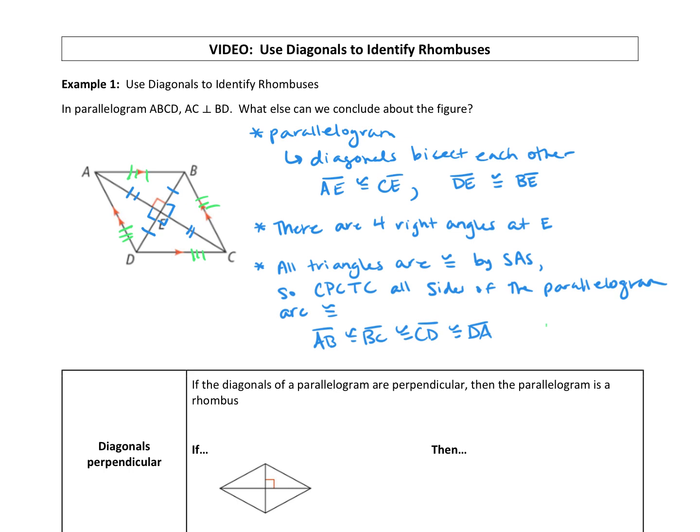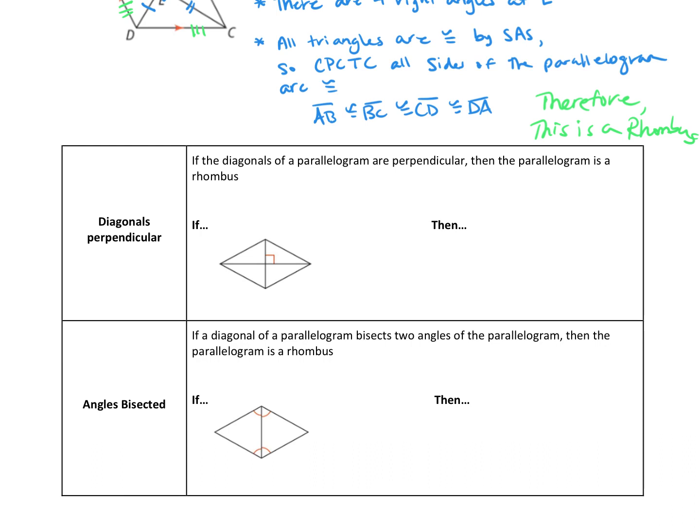Therefore, taking all that information into consideration, this is a rhombus. So what we were able to get to were these 4 congruent sides. So that's what made this a rhombus.